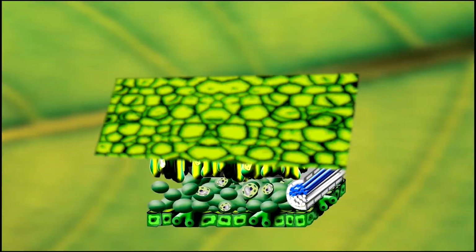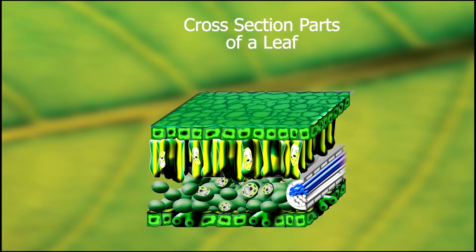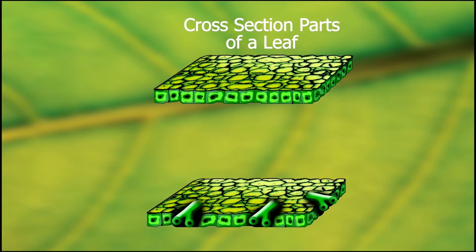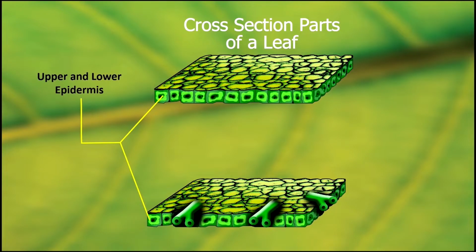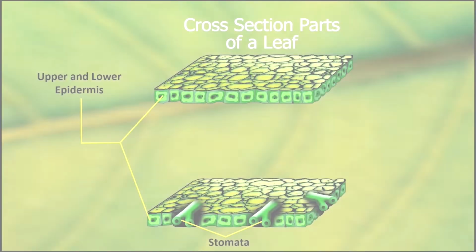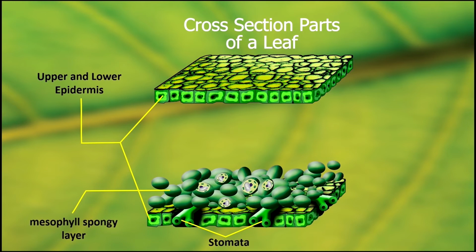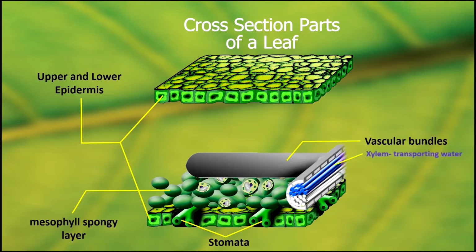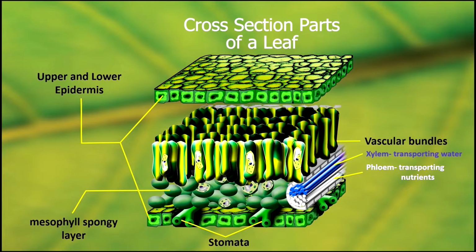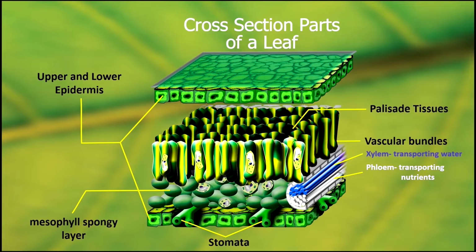Let's take a little tour on what's inside the leaf and see the basic parts that take very important roles in photosynthesis. This is the cross-section of a leaf. Upper and lower epidermis that protect the leaf. Stomata, the tiny pores that serve as the entry and exit points of gases. Mesophyll sponge layer that contains chlorophyll. Vascular bundles, xylem transport water, while phloem transport food. The thick middle part, enclosed by the epidermis, are the palisade tissues.